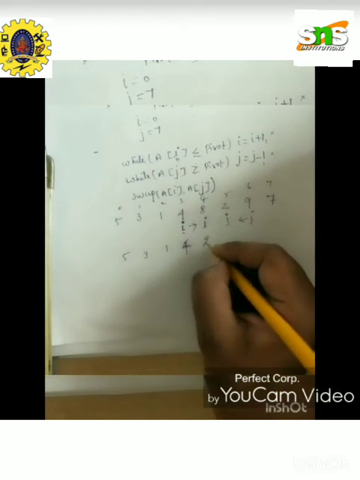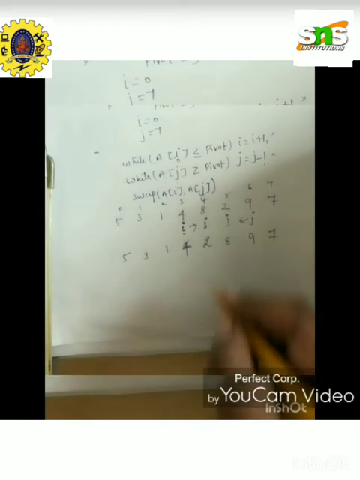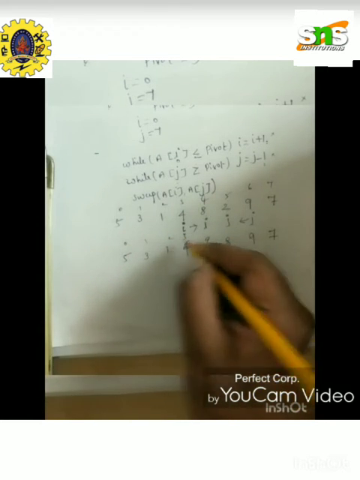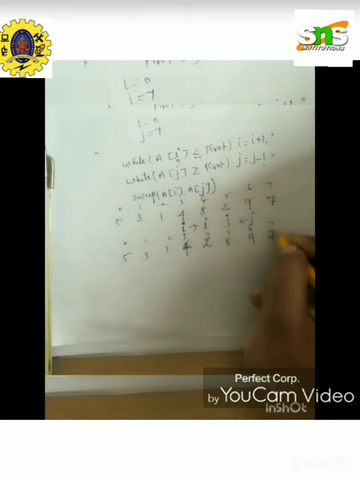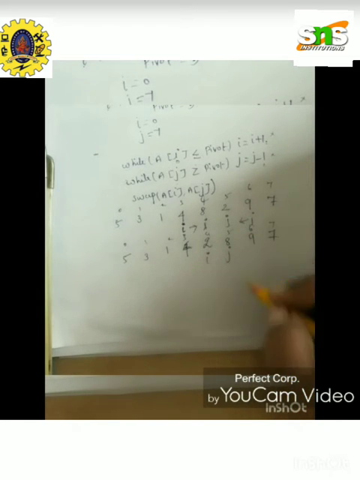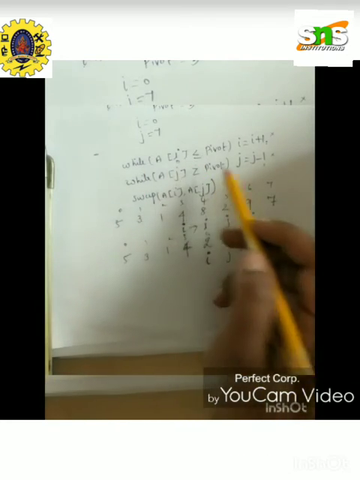Okay, 2, 8, 9, 7. Now I'm pointing at 0, 1, 2, 3, 4, 5, 6, 7. I is pointing to the 4th location, j is pointing to the 5th location, right? Okay, now again we want to do the same process.